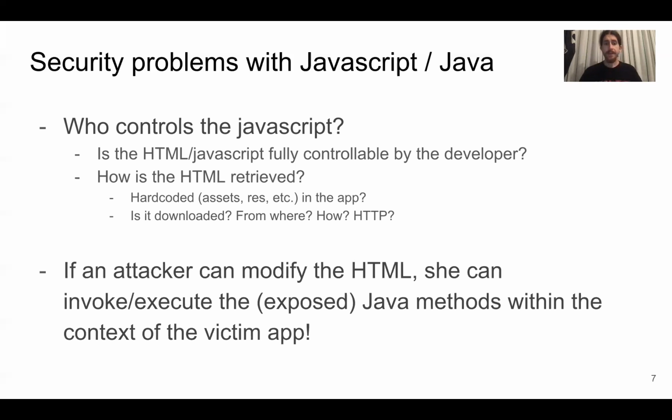So the point here is that if an attacker is able to modify the HTML and also the JavaScript inside, then she can invoke and execute the Java methods that are exposed, if there are any. If there are not, then it's fine. But if there are some methods exposed, then the attacker can actually invoke them. Again, I'm making a big deal about this because there have been real-world cases where this was a problem, and it's much more common to have attacker-controllable JavaScript code than attacker-controllable Java code. Because then you're basically interacting with the web, and if you are accessing the web in a non-safe way, then the attacker can actually win.